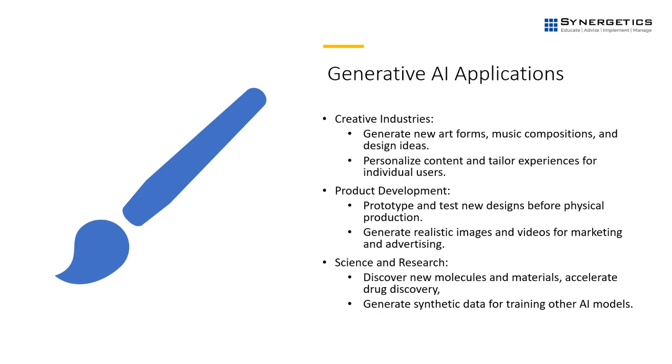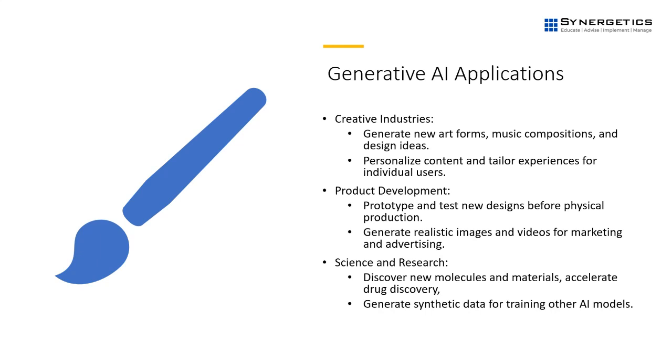We can use generative AI in science and research areas, where we can discover new molecules and materials to accelerate drug discovery, meaning new medicines are invented by combining different molecules and elements. How they react or how they work, you can check with the help of generative AI models.